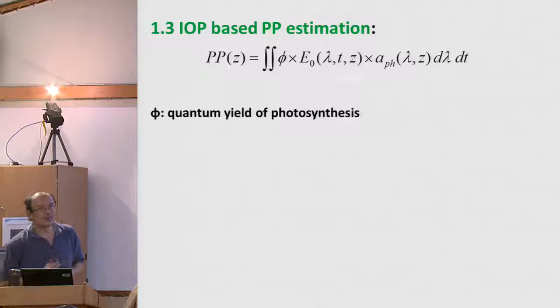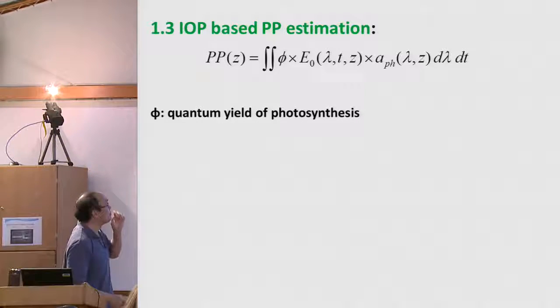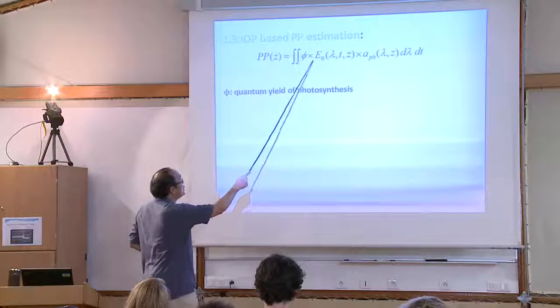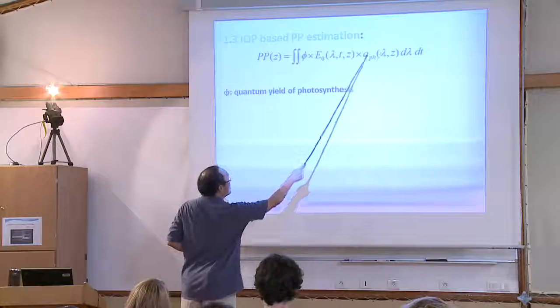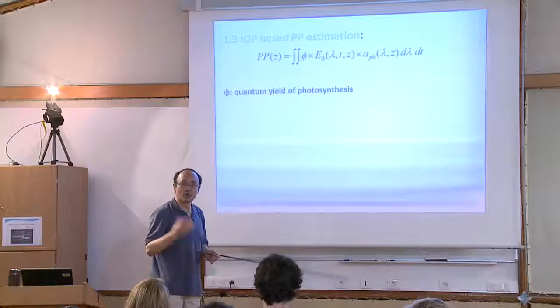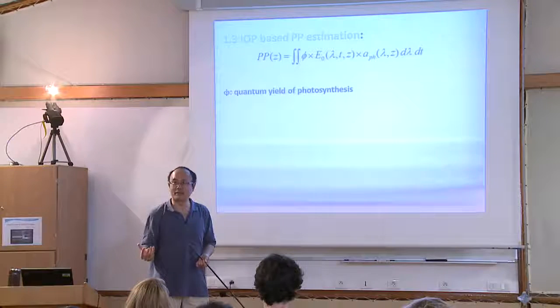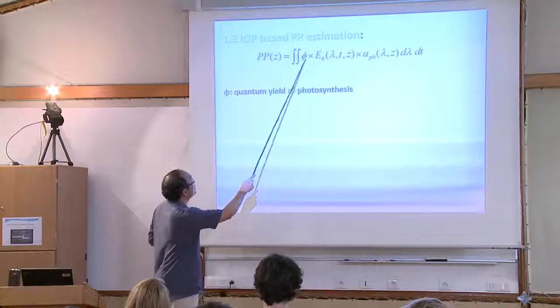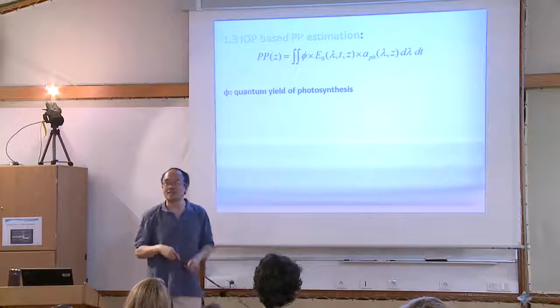What is photosynthesis or primary production? Basically, this is the light. This is the absorption of phytoplankton pigments. This shows absorbed photons by phytoplankton. This is the so-called quantum yield of photosynthesis.